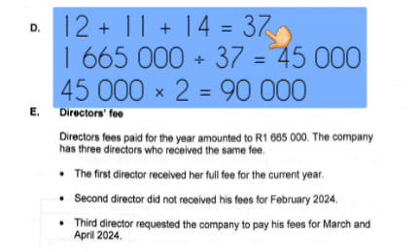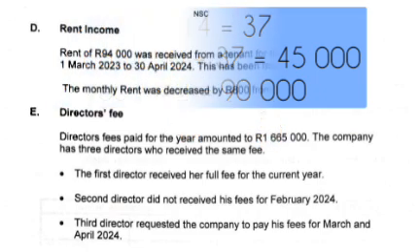So when I'm looking for a monthly fee, I'm going to take my total fee of 1,665,000 divided by 37, and it gives me 45,000 rand per month. Then I multiply it by 2 to get that 90,000. What is that 90,000? It is amount that I paid in advance.